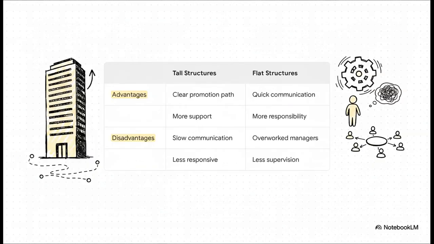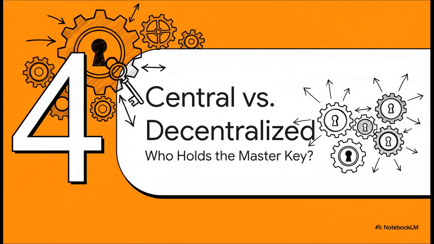And this table just lays out the trade-offs perfectly. Tall structures, they offer really clear promotion paths and more support from your boss. The downside, communication can be painfully slow. Flat structures, on the other hand, are great for fast communication and giving employees more responsibility, but the managers can get totally overworked.